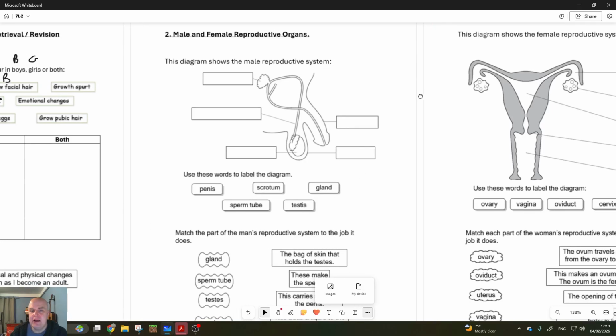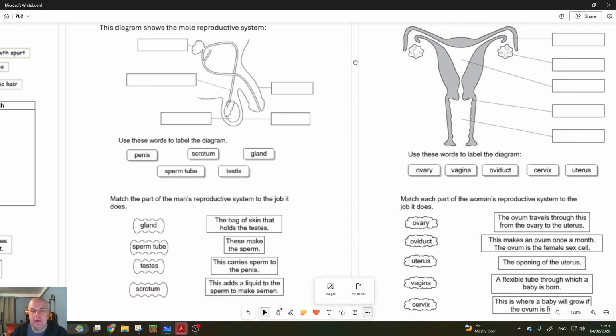Now, we need to be able to label the male reproductive system with all these bits. We've got the words down there. This bit up here, this is a tricky one. These are the glands, okay? And these add a liquid, don't do the join up. These add a liquid to the sperm to make semen. This is the penis. Fantastic.